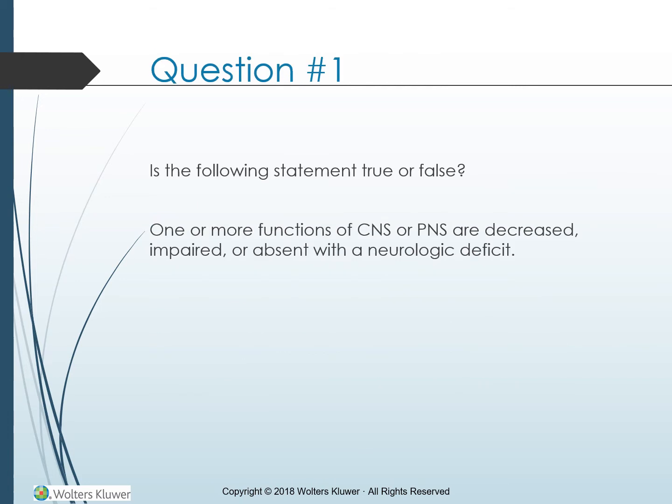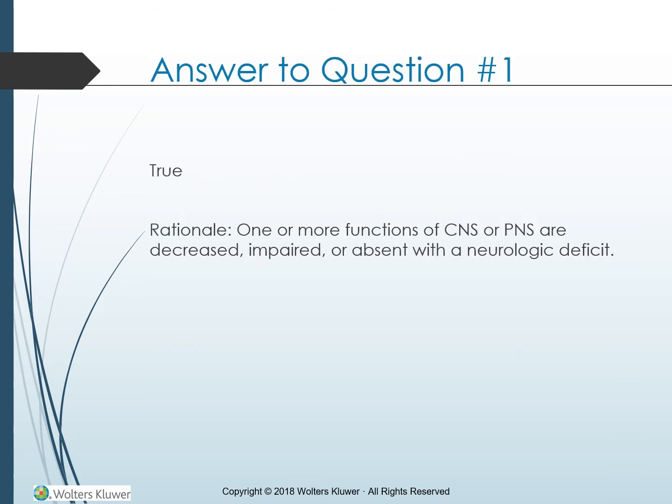Question: is the following statement true or false? One or more functions of a CNS or PNS are decreased, impaired, or absent with a neurological deficit. The answer is true. One or more functions of a central nervous system or a peripheral nervous system are decreased, impaired, or absent with a neurologic deficit.